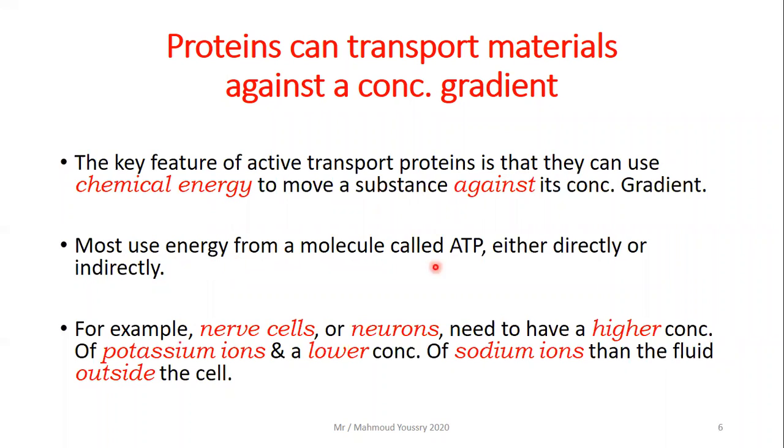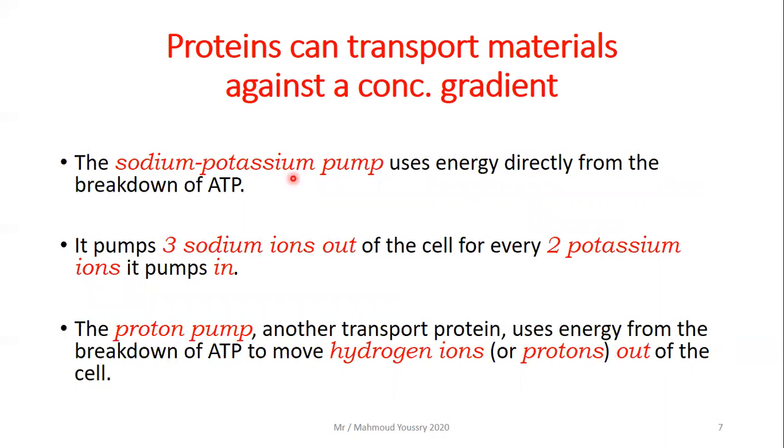Most use energy from a molecule called ATP, adenosine triphosphate, and we will study ATP later, either directly or indirectly. For example, your nerve cells or neurons need to have a higher concentration of potassium ions and a lower concentration of sodium ions than the fluid outside the cell. So in this case, there is a sodium-potassium pump. The sodium-potassium pump uses energy directly from the breakdown of ATP. It pumps 3 sodium ions outside the cell for every 2 potassium ions it pumps in.